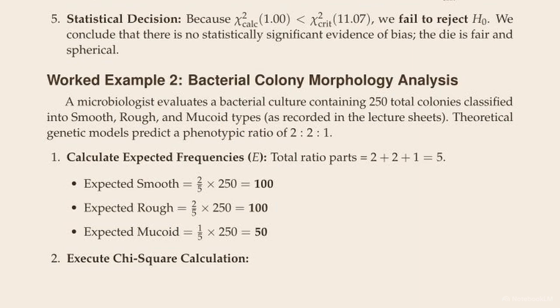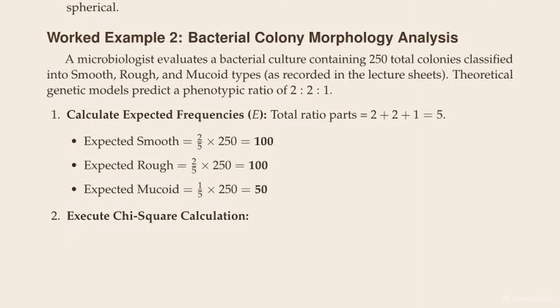For this specific scenario, our null hypothesis states that there is no statistically significant difference between our observed bacterial counts and the expected 2 to 2 to 1 genetic theory. To calculate the expected frequencies, we add the ratio parts together to get a total of 5. For the smooth category, we multiply its fraction, 2/5, by the total 250 colonies, yielding an expected count of 100.